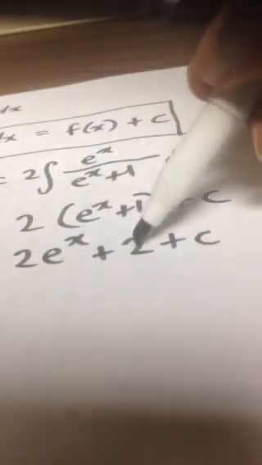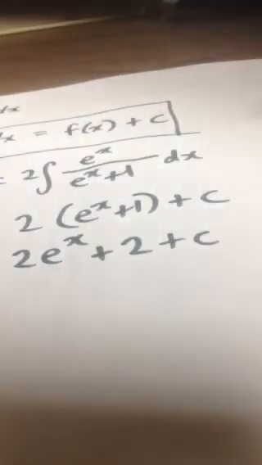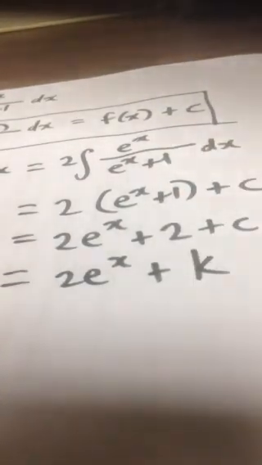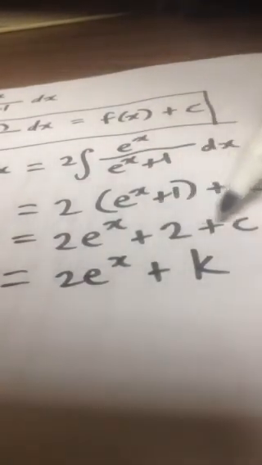So when we add 2 to our constant of integration, we will get another constant, right? When we add one constant to another constant, we get another constant. So we could even rewrite this as 2e to the x plus k, where k is equal to 2 plus c.